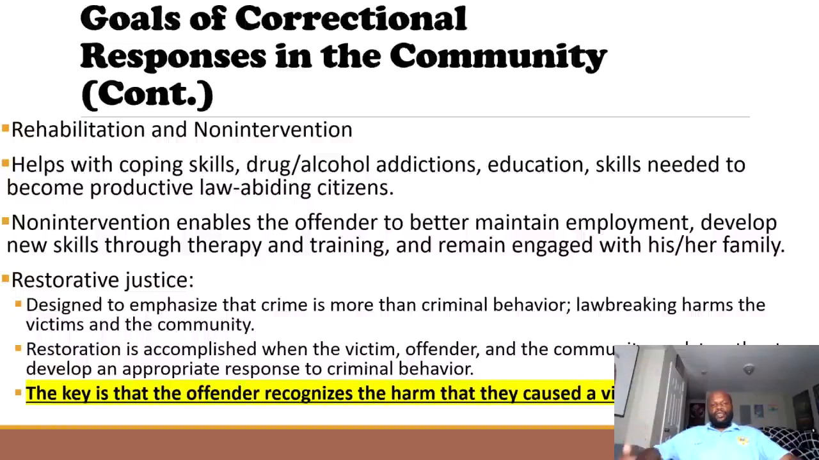Now, a new wave approach that has been gaining a lot of steam and traction over the last several years, and I'm familiar with this concept because my law enforcement agency, in fact, my old sergeant, was leading the charge in this.